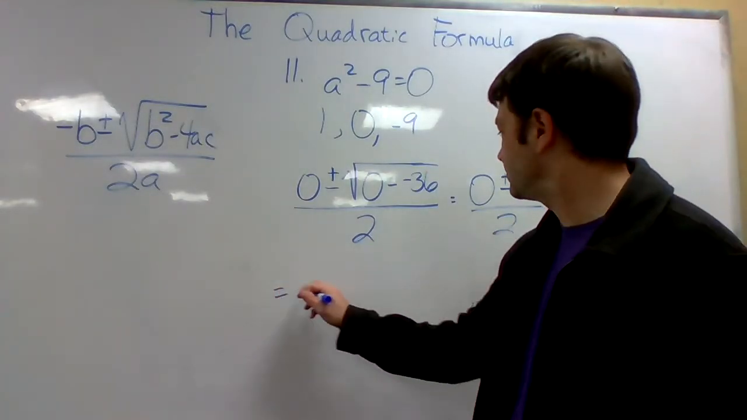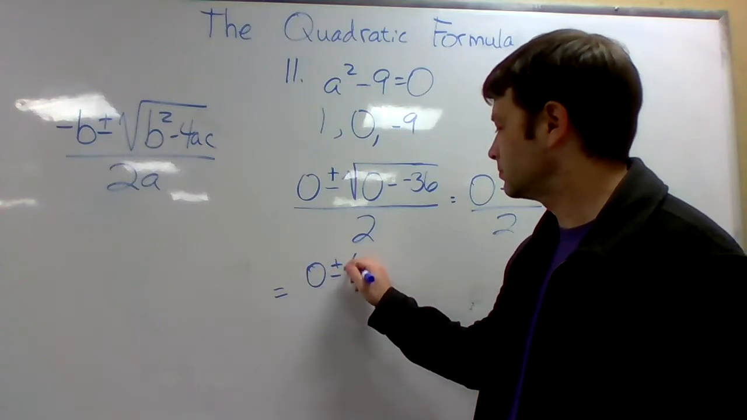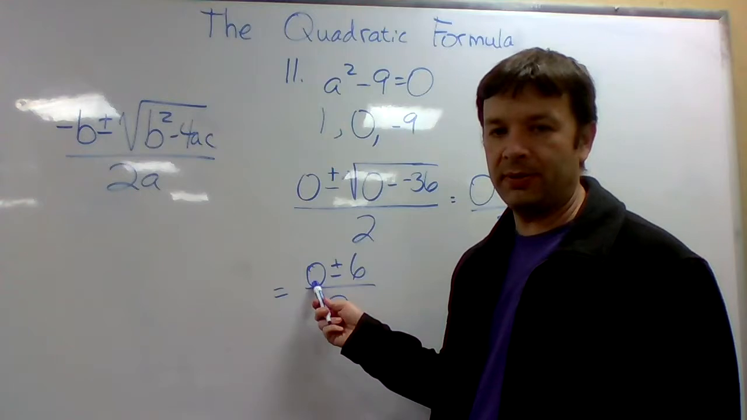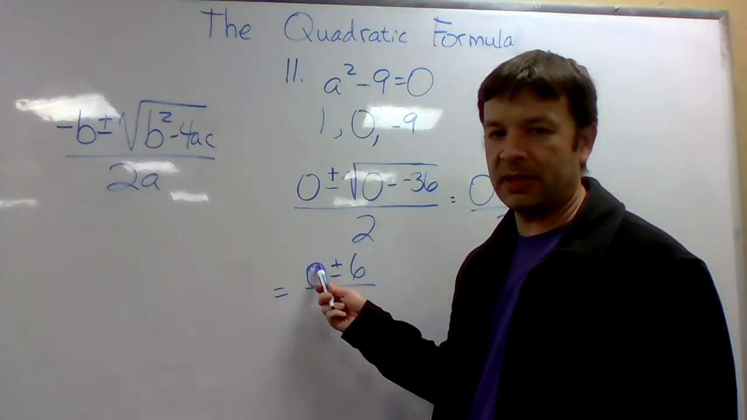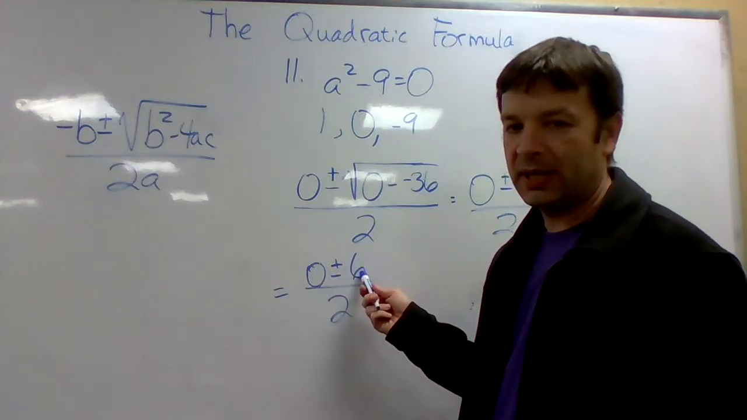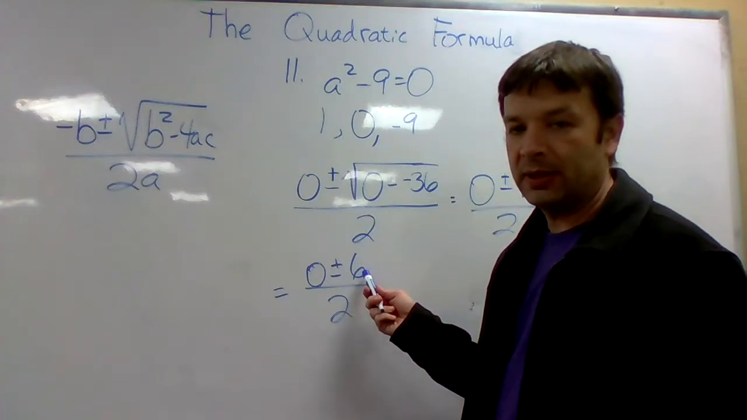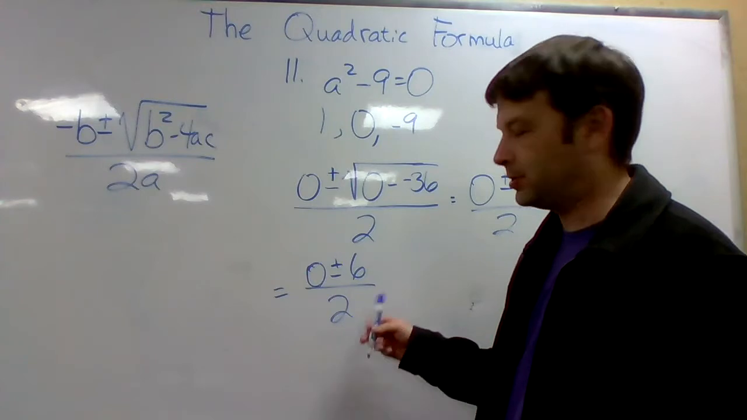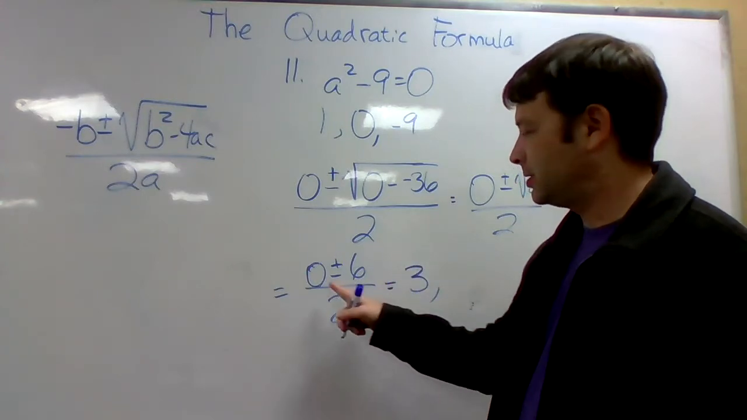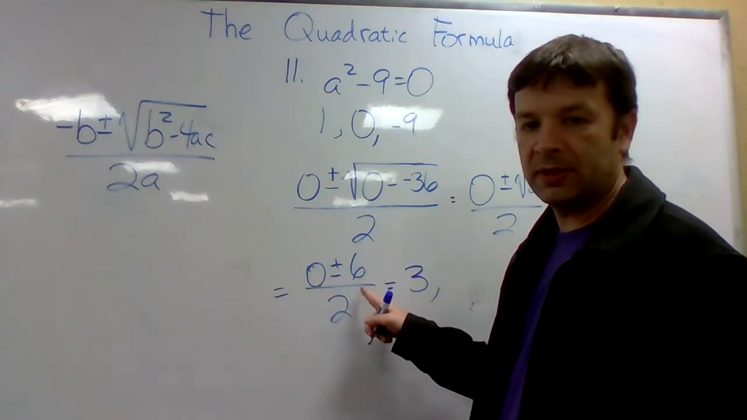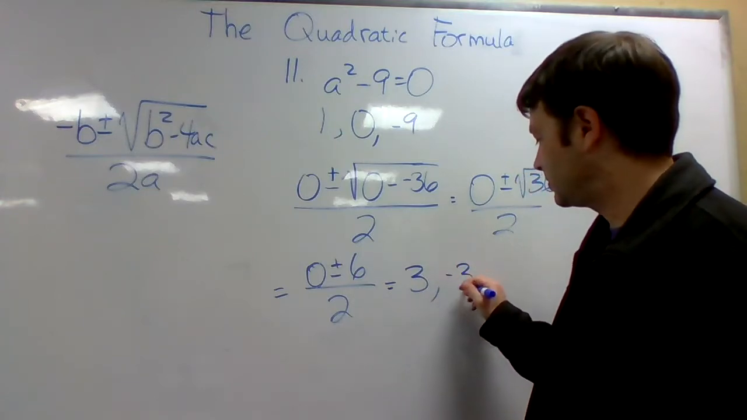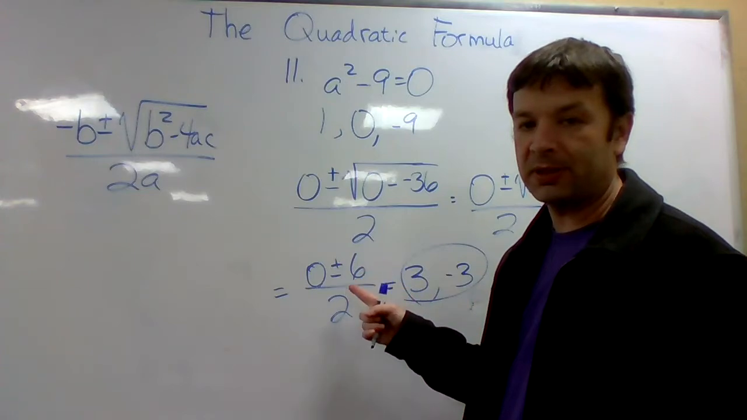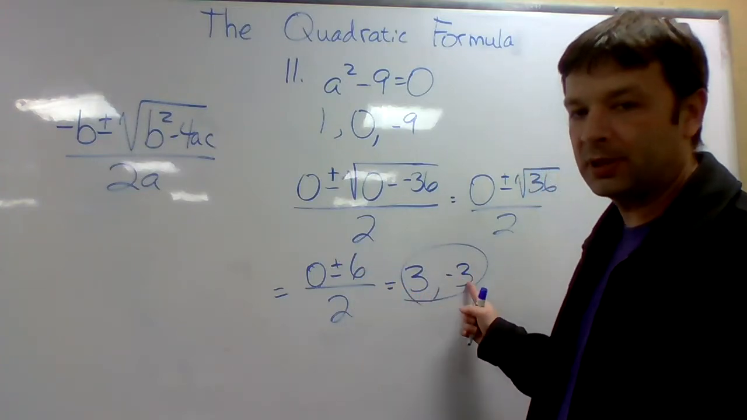I'll put it down here. Okay, so on this problem, if the b value is 0, it's not doing anything. 0 plus or minus 6 is just plus or minus 6. So anyway, 0 plus 6 divided by 2 is 3. 0 minus 6 divided by 2 is -3. Okay, so the answer is plus or minus 3. Basically, it's just plus or minus 6 divided by 2. Positive 3, -3.